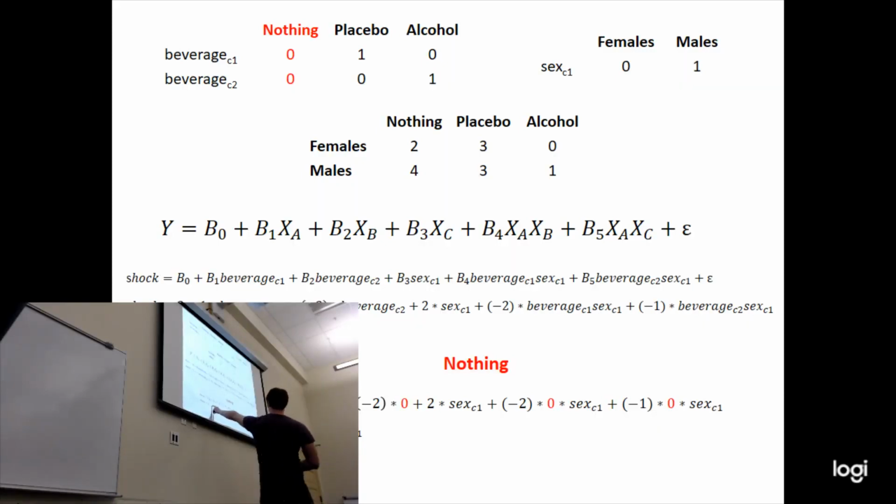So this number right here, the 2, is that simple effect for sex, the male versus female mean difference in the nothing group. It's that 4 minus 2 that we were talking about.